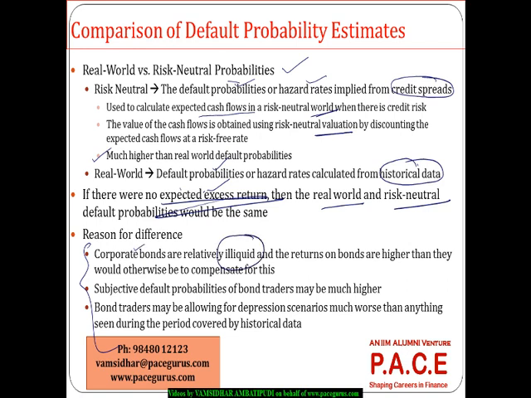Corporate bonds are illiquid compared to the treasury securities. And for bearing these illiquid bonds, the returns that are expected by the bondholders are higher. So that extra difference is resulting in an expected excess return to be higher. And if the expected excess return is higher, we are seeing that the real world default probability is lesser. Subjective default probabilities of the bond traders might be much higher. And in some cases, this is a very interesting part, the depression scenario, the possibility that the price can go down drastically. People might have created the depression scenarios with a much higher degree of probability than those which is typically represented by the historical data.